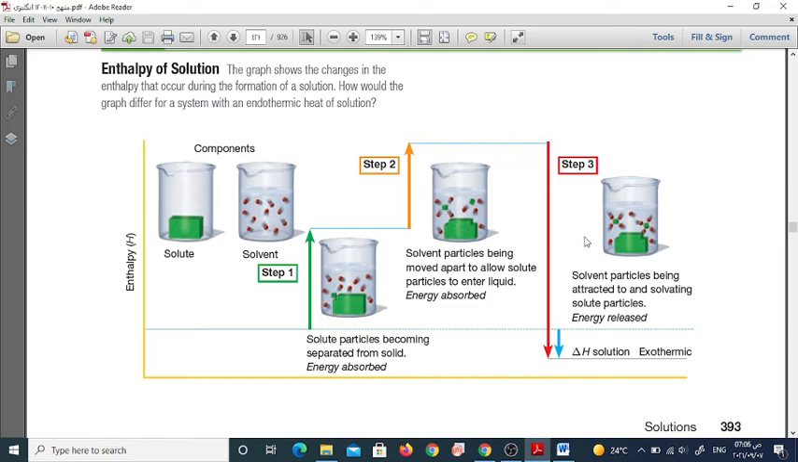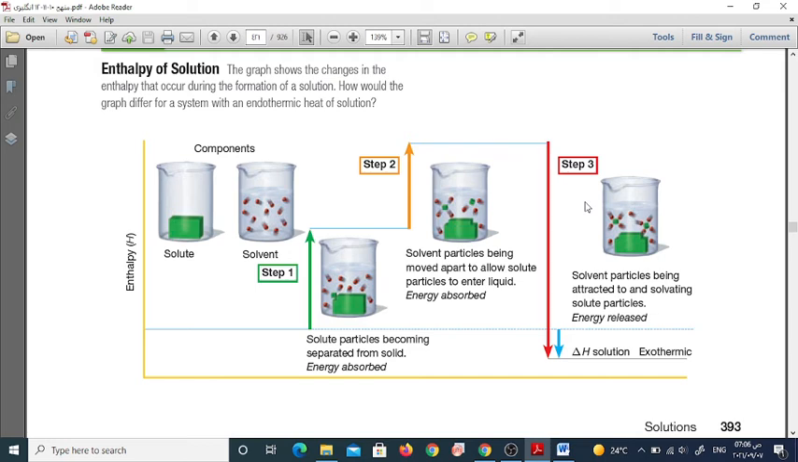In step 3, energy is given, released, while step 1 and step 2 gain energy. So, if the sum of step 1 and step 2 is greater than step 3, the solution will be endothermic because it will absorb energy from the surroundings. However, if step 3 is higher than step 1 and step 2, we will get an exothermic solution. What is an exothermic solution?